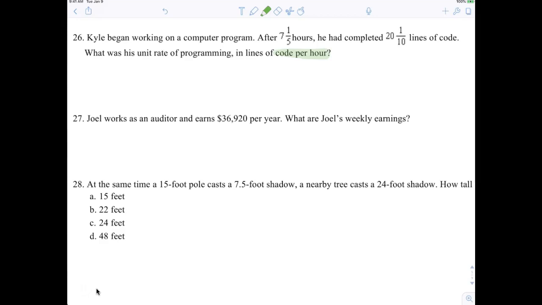Code. So what was our code? 20 and 1/10 per what? 7 and 1/5. Does everybody hear me? Carly, does that make sense? All right. So now somebody divide that out and tell me what that worked out to be, please. Jack. 2 and 19 over 24 lines of code per hour. And thank you. I want that wording on the test also. And all I did was I changed the numbers up, guys.